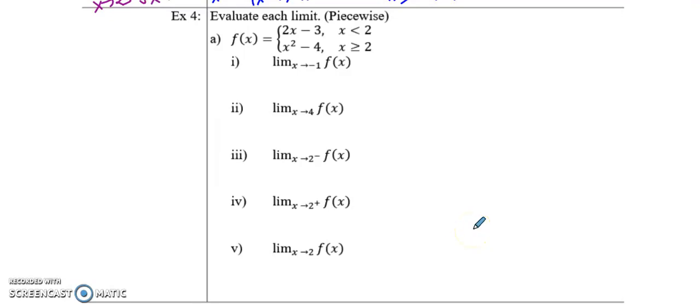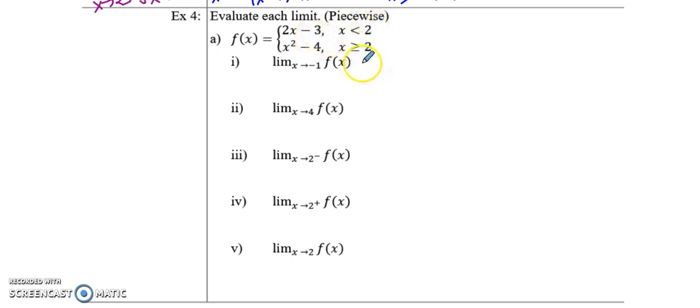Alrighty. Piecewise. What about them? Not much difference, really, except for one little wrinkle. So anyways, let's go ahead, direct substitution. Why? Because we can. We always try there first. So where do we plug -1 in? In which piece is x equal to -1?